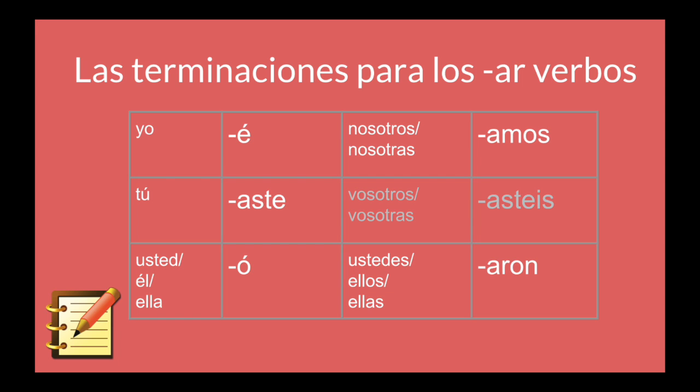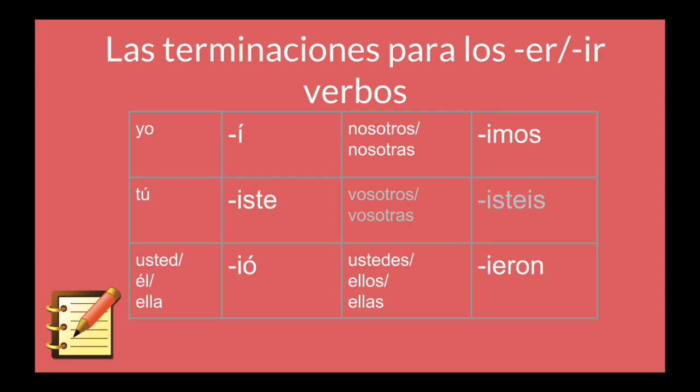Aquí hay las terminaciones para los AR verbos, or the AR verb endings. Yo goes with é, tú goes with aste, usted, él, ella goes with ó, nosotros, amos. In Spain and parts of South America, vosotros and vosotras go with asteis, and ustedes, ellos, ellas go with aron.